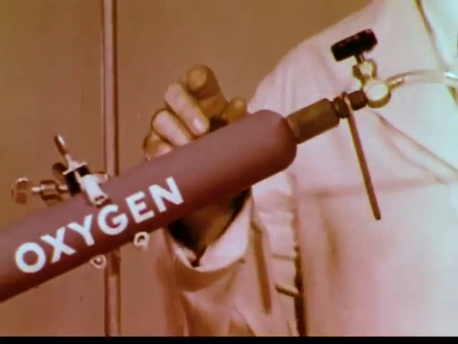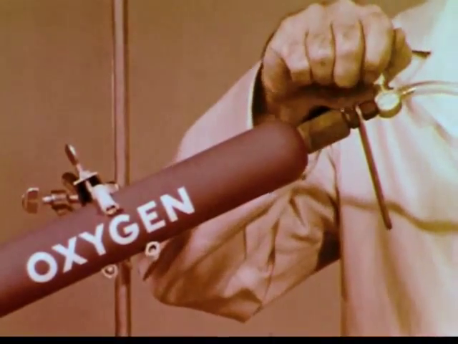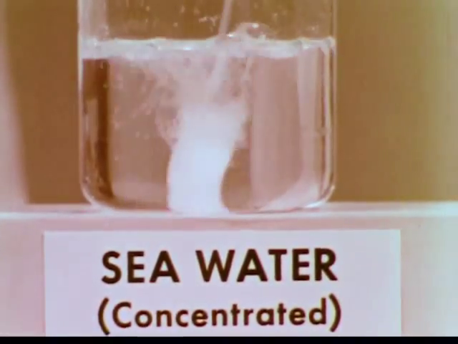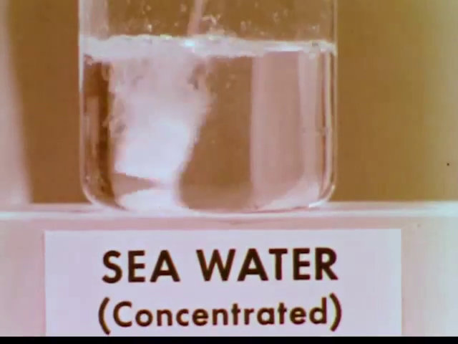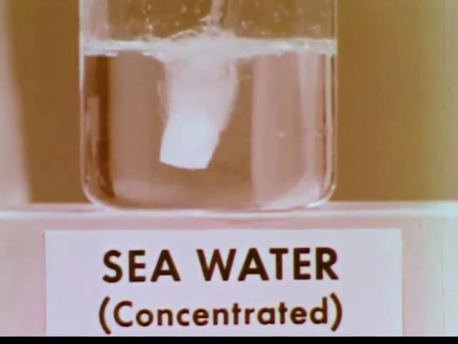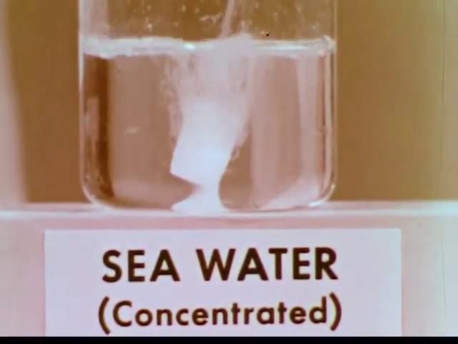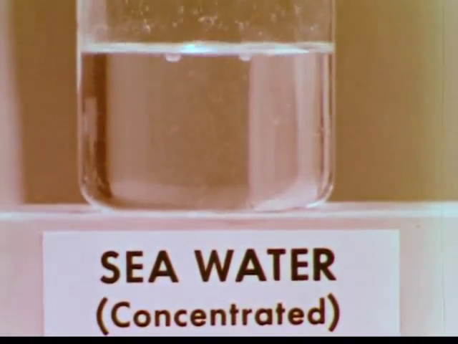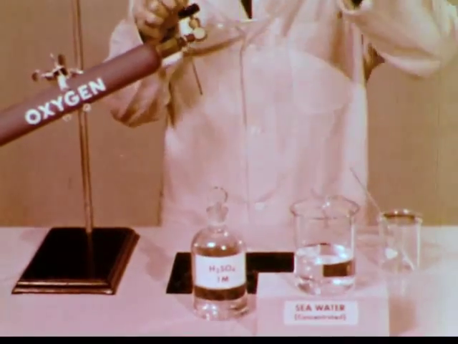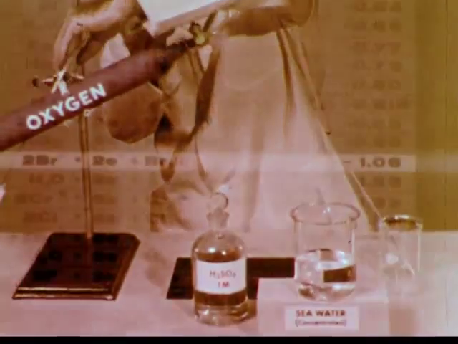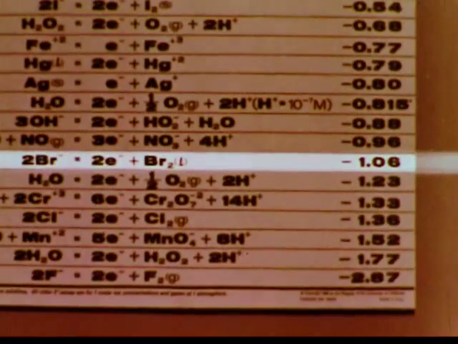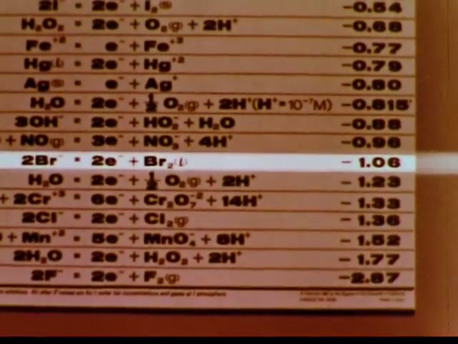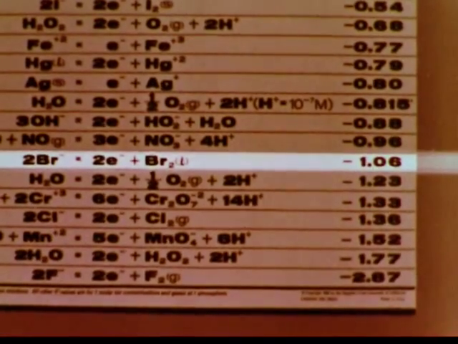To test our prediction that bromine should be formed, let's bubble pure oxygen through the solution and see if the reaction will proceed. There is no immediately visible effect. Apparently, the rate of reaction is too slow to produce any visible amounts of bromine. So we again check our table for another cheap but hopefully faster agent to oxidize the bromide ions.